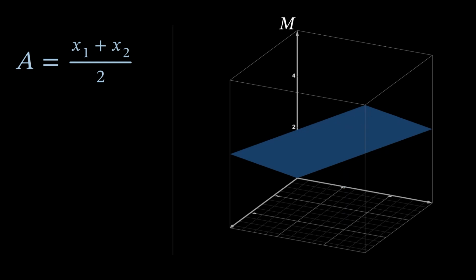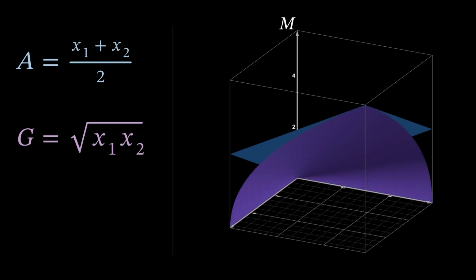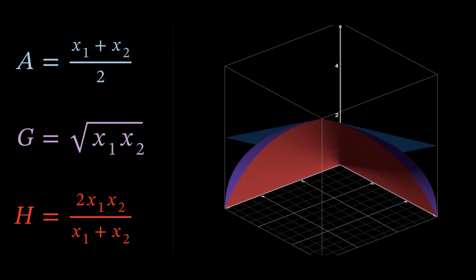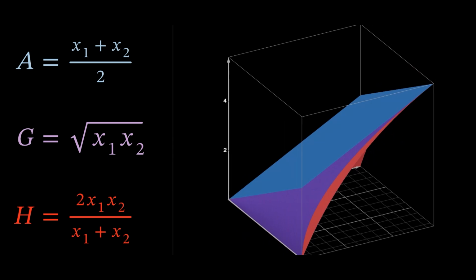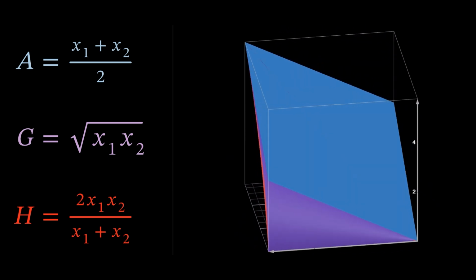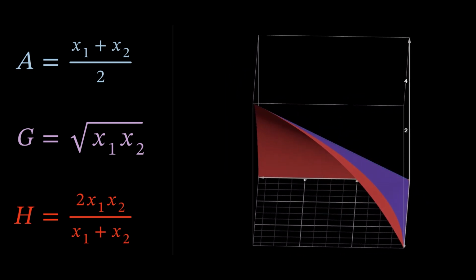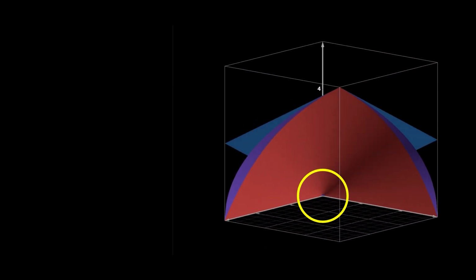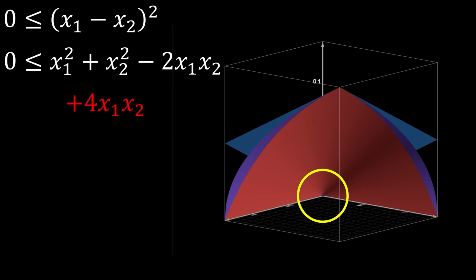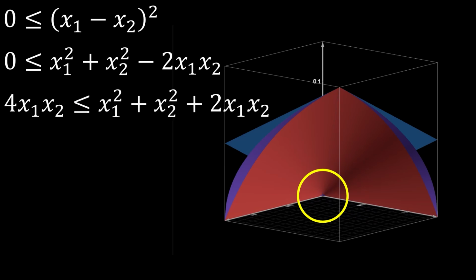In the same way, we can build the surface of the geometric mean in purple and the harmonic mean in red. It is clear that the red surface lies below the purple one, which in turn lies below the blue one. This corresponds exactly to the inequality H less than or equal to G less than or equal to A. Near the origin, you might think the surfaces cross, but that is just a rendering artifact. With two data values, it is actually not difficult to prove the inequality rigorously. You expand the square, which is always non-negative, and conclude with a few algebraic steps.